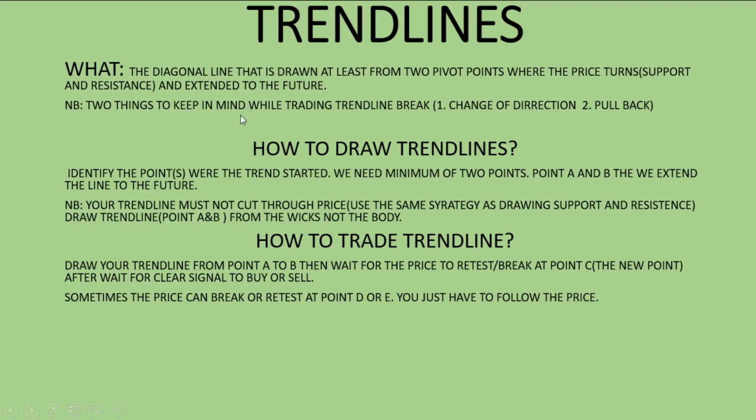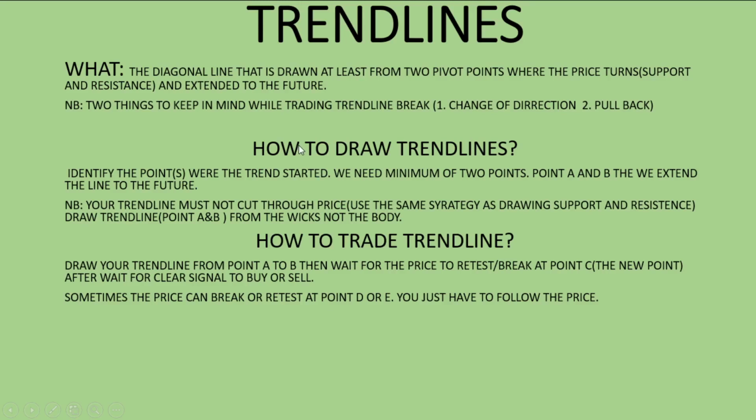2 things to keep in mind while trading trend line breaks. That's part of the strategy that we use. Know that a trend line can mean 2 things. It can mean a change of direction. If it was a downtrend move, then the trend line broke, retested, then we know that the price is ready to change direction. But that can also mean a pullback. It can just mean a deeper pullback, then the price will continue.